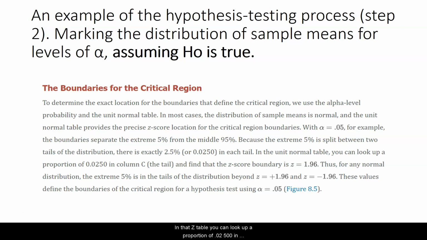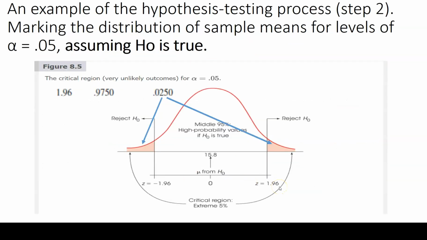In that Z table, you can look up a proportion of 0.0250 in column C, the tail, and find, just by chance, it's exact. It's a million to one, but it happened. That Z-score boundary is 1.96, and I'll show you this in a minute. Thus, for any normal distribution, the extreme 5% in a two-tailed test is plus or minus 1.96, and here it is. Here are those middle 95% high probability values, and you've got plus and minus 1.96 that isolate the middle 95% from the 5% combined in two tails, 2.5% in each.